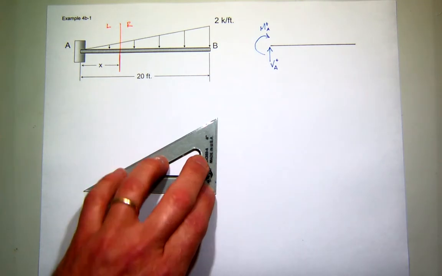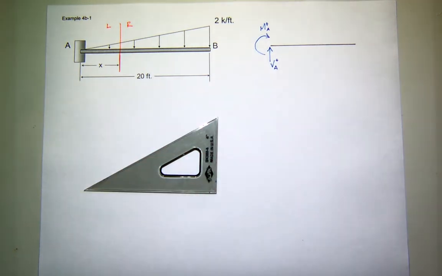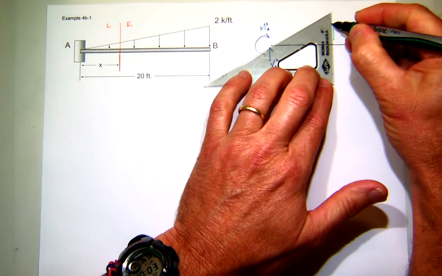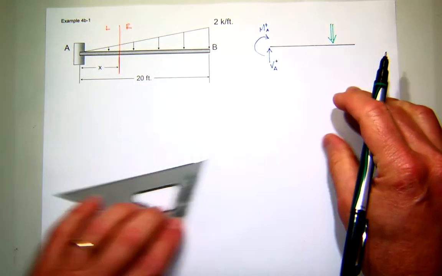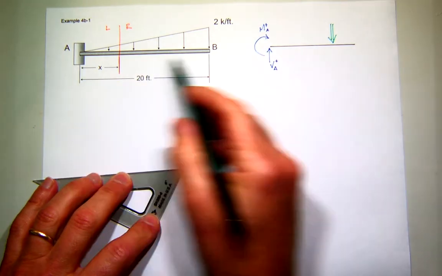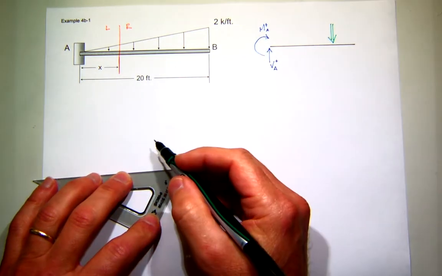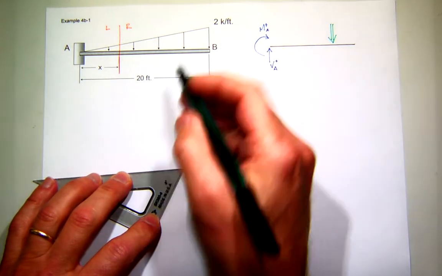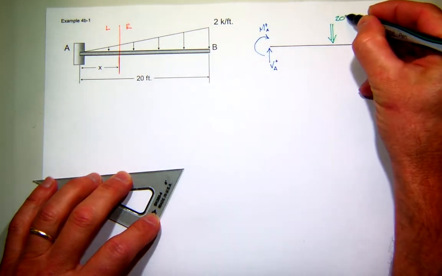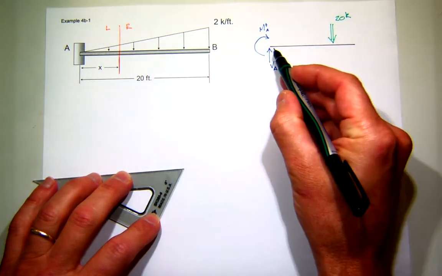And then I'm going to come back and replace the distributed load with the concentrated equivalent. And what should that value be? The area under the curve, right? One half base times height is what? One half times 20 times 2 is what? 20 kips, right? And where is that located from A?